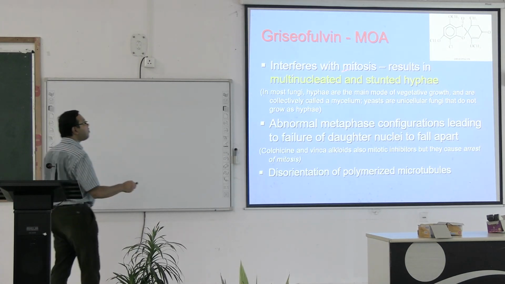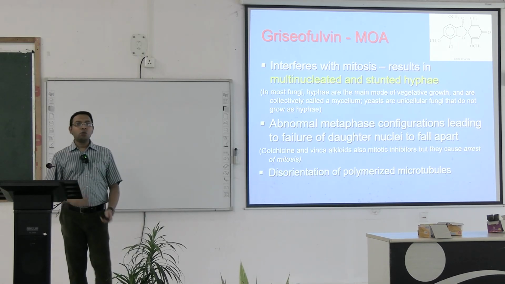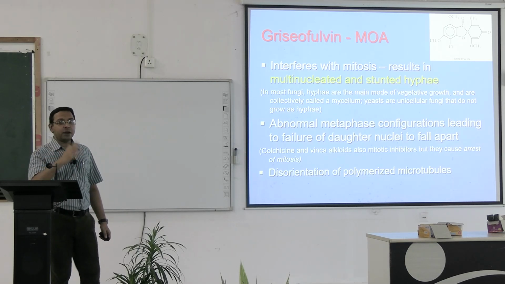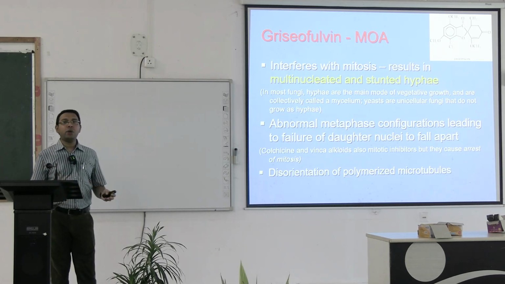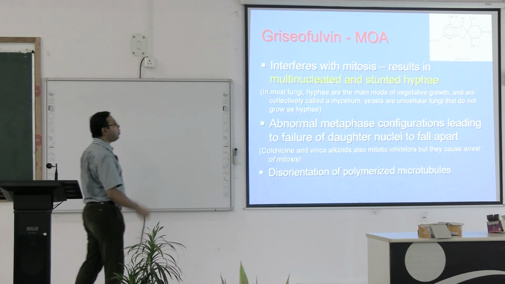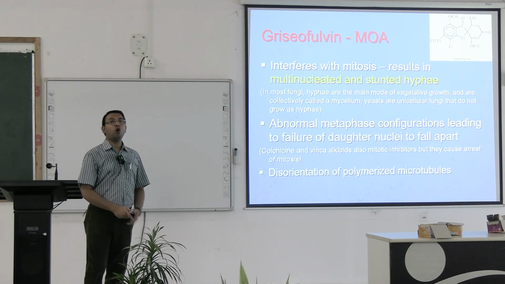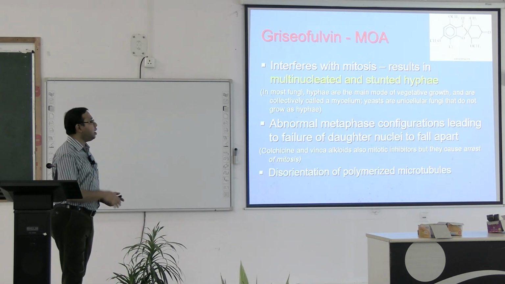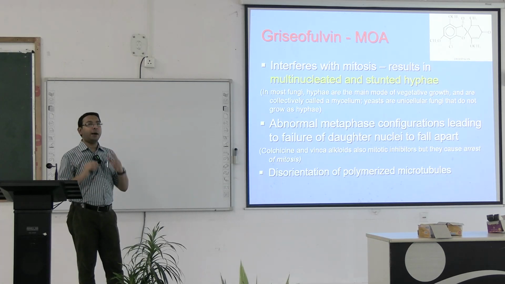So this mainly interferes with mitosis, resulting in multinucleated and stunted hyphae. Hyphae are another part of the fungus. Already you have read in mycology. So these hyphae become stunted and multinucleated. So ultimately the fungal cells will not develop. So this is the structure of Griseofulvin. In most fungi, these hyphae are the main mode of vegetative growth. So vegetative growth of the fungus happens by means of these hyphae, and all the hyphae together are known as the mycelium.